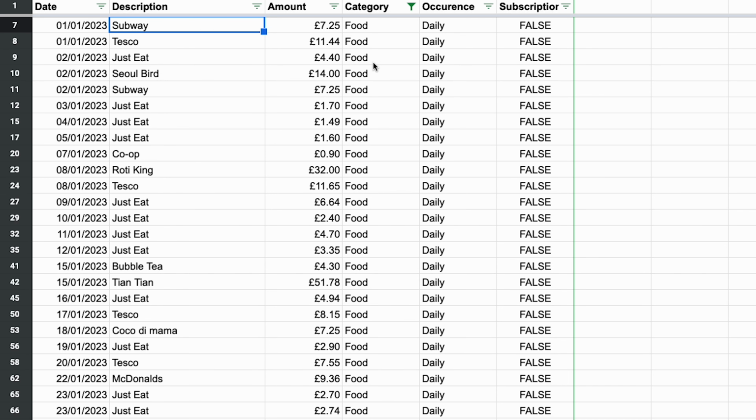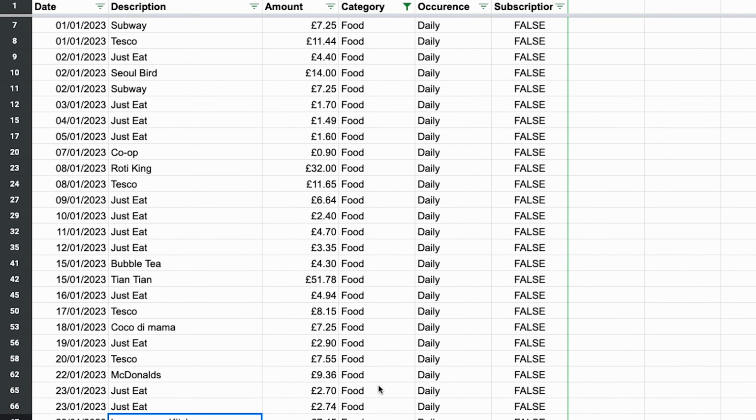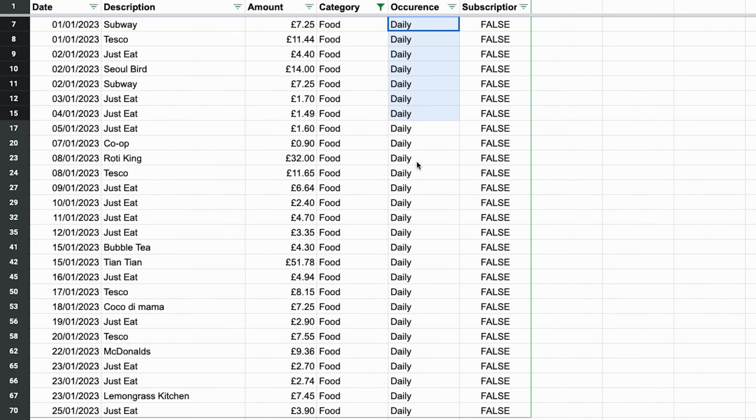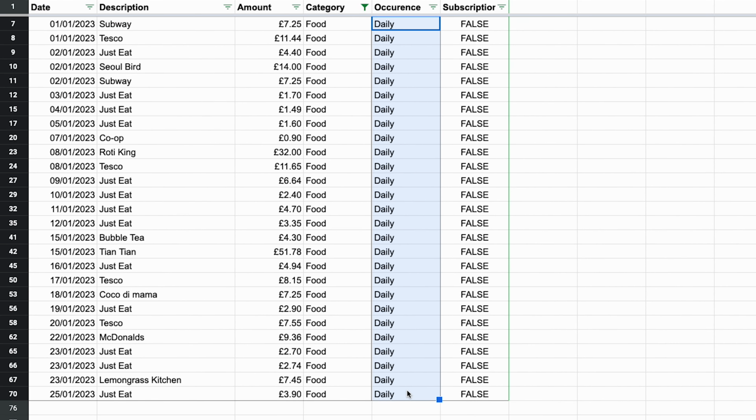So other expenditures, stuff like Subway, Tesco, Soulbird, I think that's an Uber Eats takeaway place, more Subway. Roti King, that is a really good restaurant in Euston, in London. It's like Malaysian roti dishes. Very good, definitely recommend. So yeah. And I've said that all of these spendings were a daily occurrence.